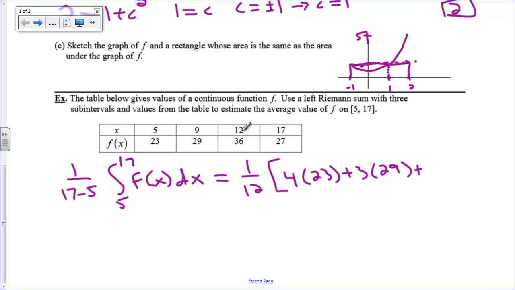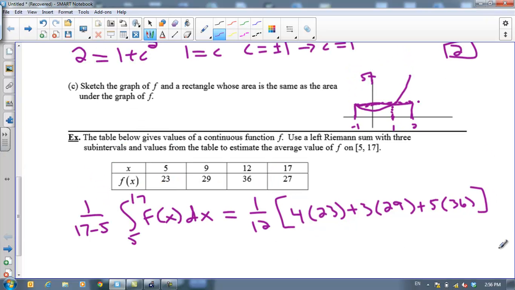And then my next interval is from 12 to 17. That has a width of 5 and a height of, well, it looks like that height is 36 because I have to use my left-hand endpoint. All right, so I did this on the calculator just now, and I got that this value was 29.9167. And I guess I can believe that that would probably be about the average height.